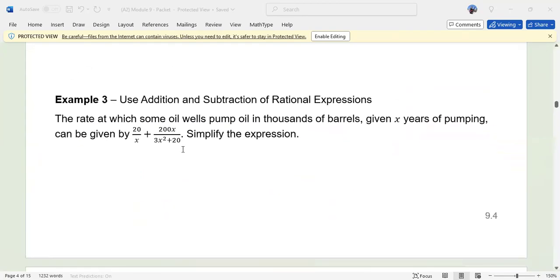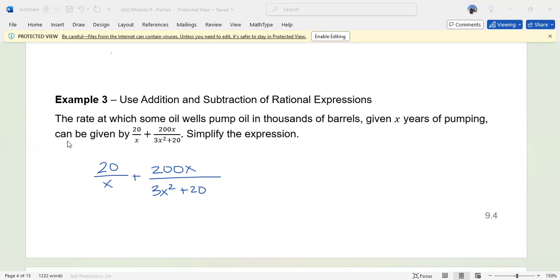So we've got a little bit of a word problem here. Still essentially asking us to do the same thing. The rate at which some oil wells pump oil in thousands of barrels, given X years of pumping, can be represented by this expression. We want to simplify it so that it is one expression as opposed to two being added together. So we have 20 over X plus 200X over 3x squared plus 20. We want to turn these two expressions being added together into one singular one.